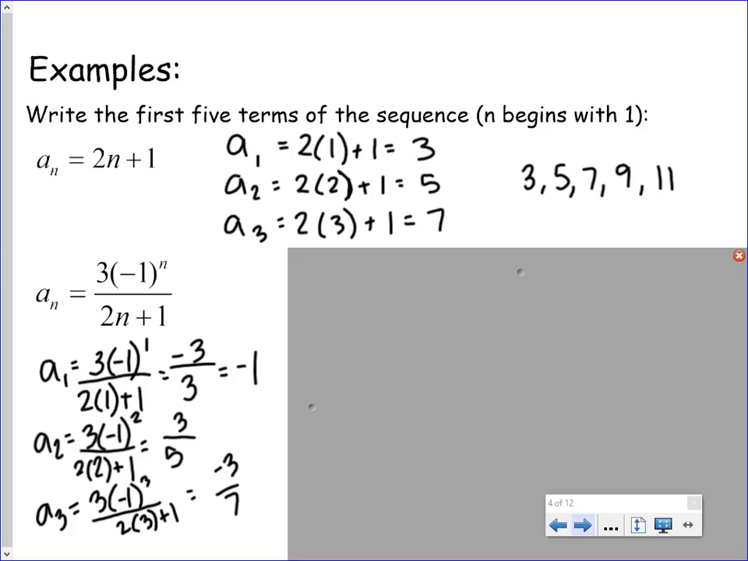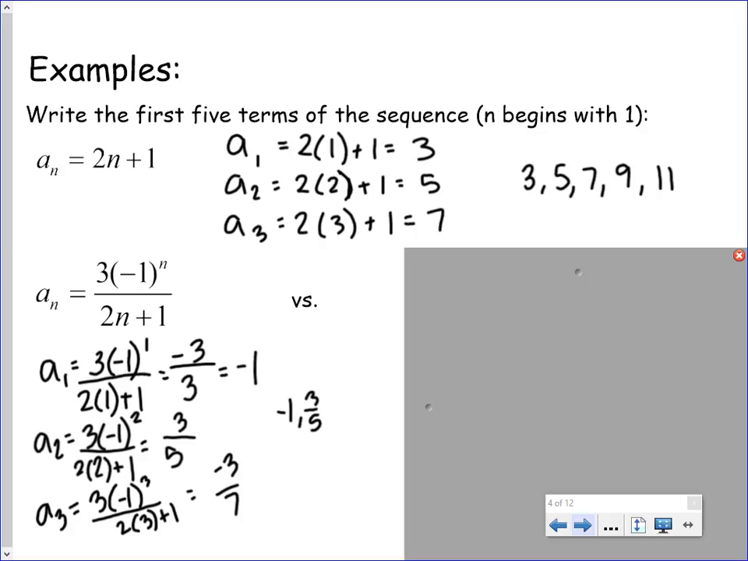-3, positive 3, -3, positive 3. So I could write out my sequence as -1, 3/5, -3/7, and then like Jesus told us, the next one's going to be 3 over 9, but that's really 1 over 3. And the next one should be a -3 over 11. Okay, so I got my 5 terms.